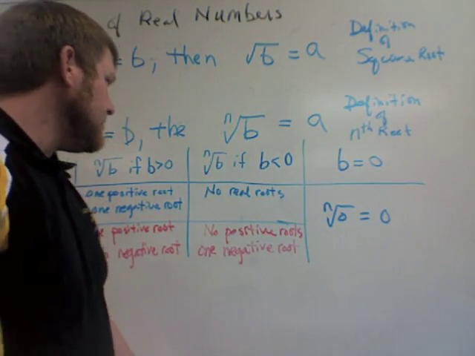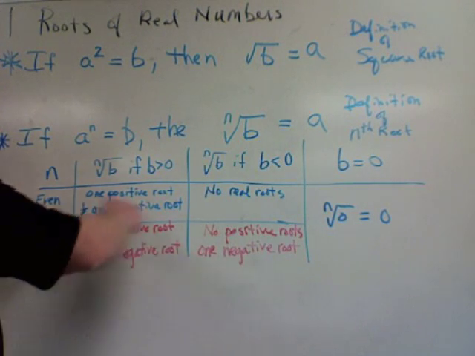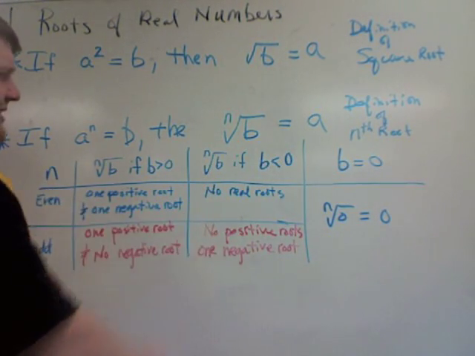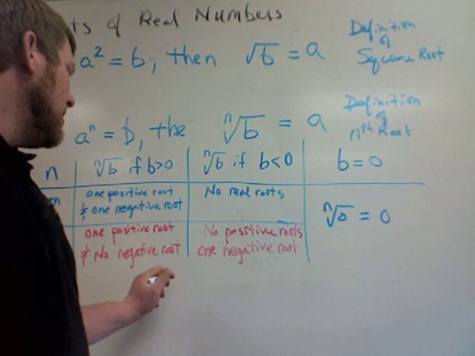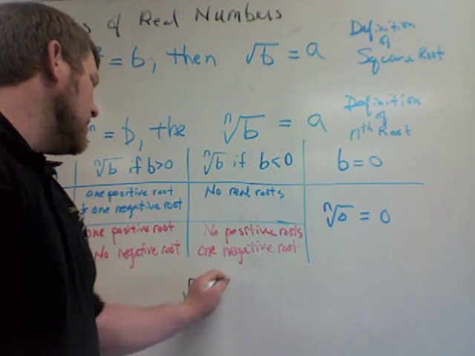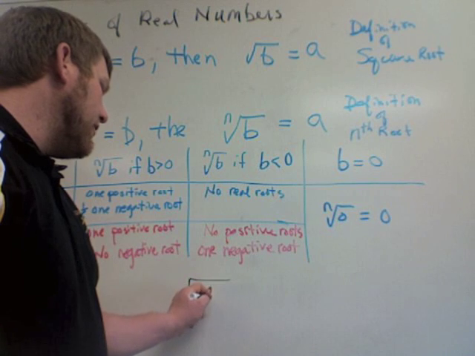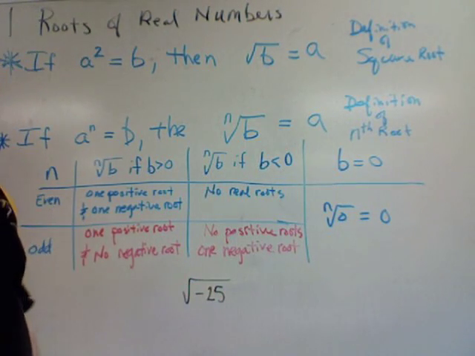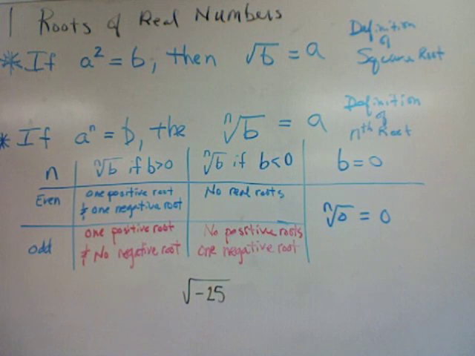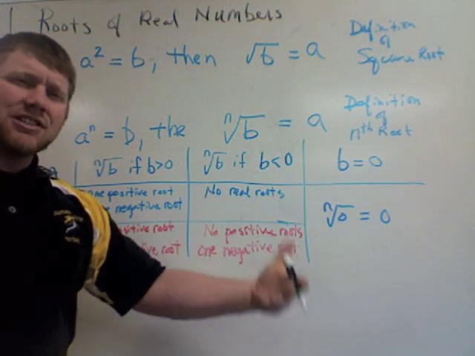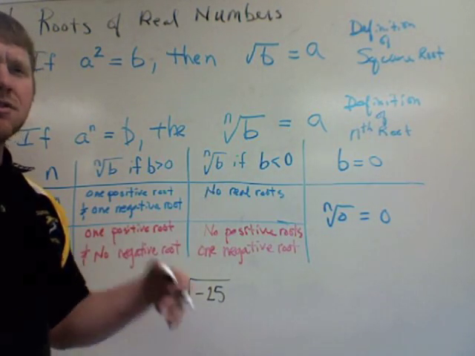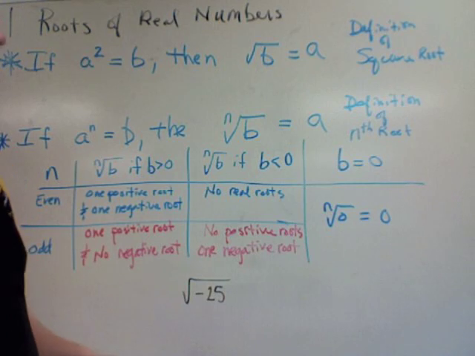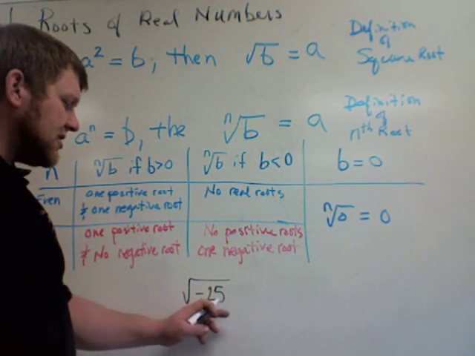Well, let's go down the road this way. We'll say our n is still even, but b is less than 0. So for example, let's say that I'm taking the square root of negative 25. Well, in this particular case, there's no real roots. When we get into this case, we get into imaginary numbers, and we haven't gone over that yet. We're not going to mess with imaginary numbers until a couple sections down the road. So there's no real roots to this problem.